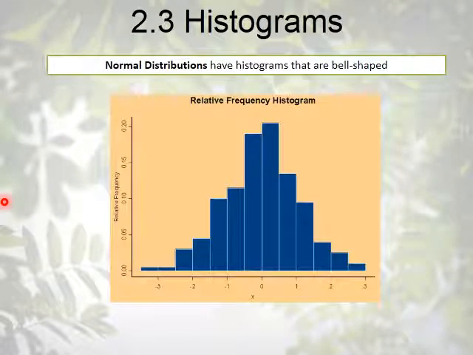Normal distributions have histograms that are bell-shaped. So again, just like with frequency distributions, you would start low, you'd get higher to a point, and then you'd drop off again. And they'd be roughly symmetric. Visually, this one looks like it probably could be considered normal because it starts low, gets to a peak, and then drops to low again, and it's roughly symmetric. It may be fairly rough, but it is roughly symmetric.